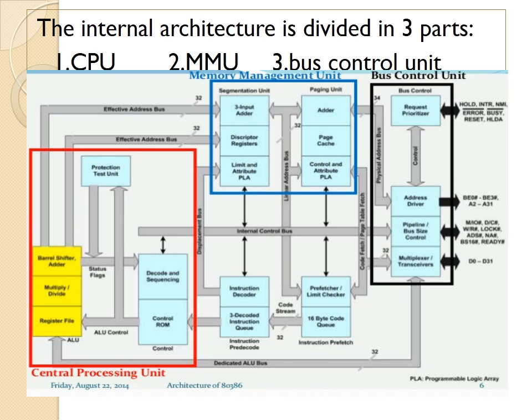The internal architecture of 80386 is divided in three parts. First is CPU, second MMU, and third one is bus control unit. In this figure, with red border is CPU, that is central processing unit, and with blue border is MMU, which is memory management unit, and with black border is bus control unit.